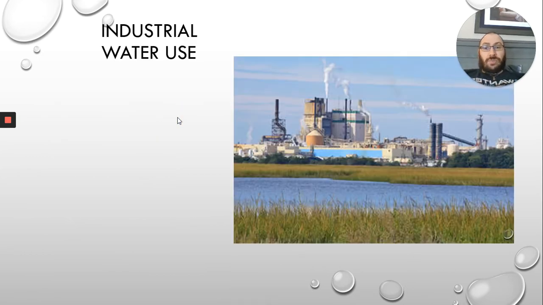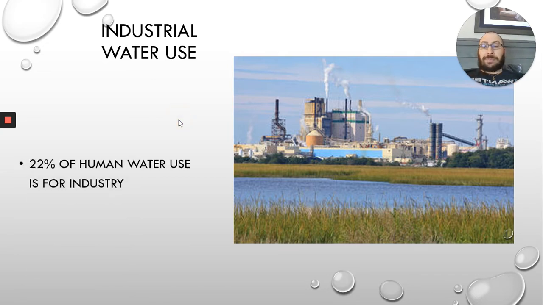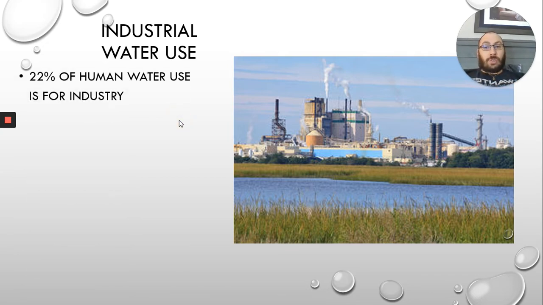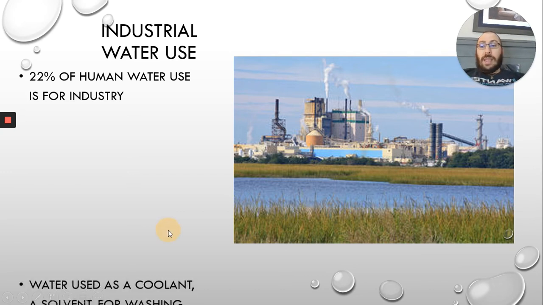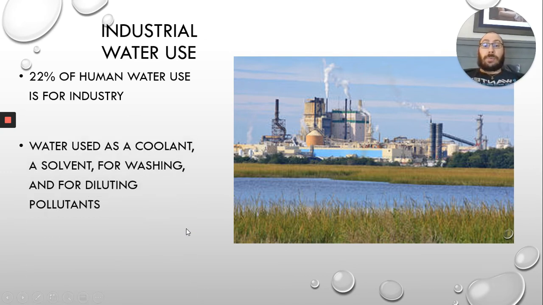The next highest use for water is industrial use, and I used my cup as an example. Okay, and it's 22% of human water use is for industry. Okay, and I got a picture of a plant here with water next to it. We've talked about this in the classroom, and in other lessons, how a lot of these plants are typically built around huge water bodies. And the reason for it is the water is used as a coolant to prevent the machinery from overheating, and for a solvent, for washing, for diluting pollutants, all those types of things.